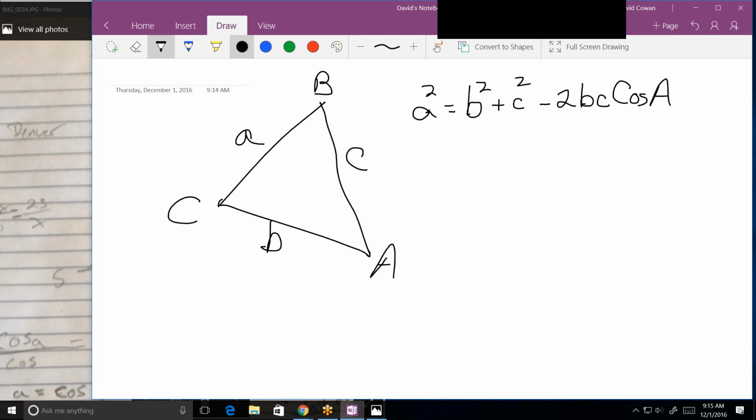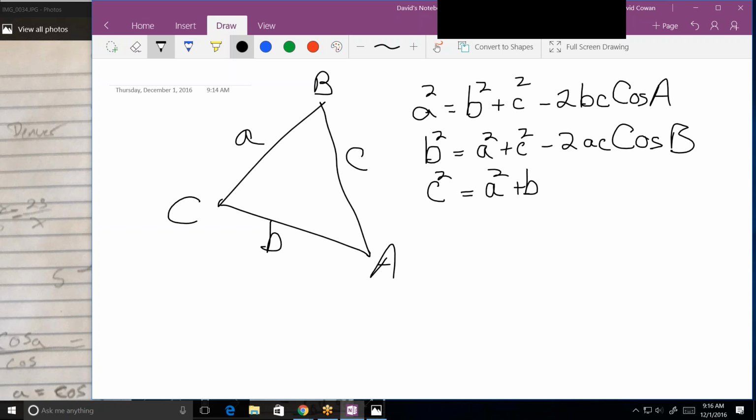So I can solve this triangle by using this law of cosines. Now, you will frequently see all three laws. In other words, if I'm solving for side B, then it's going to be a squared plus c squared, the other two, minus 2 times AC, and then cosine of angle B. And the third one, obviously, is c squared is going to equal a squared plus b squared minus 2ab cosine of C.